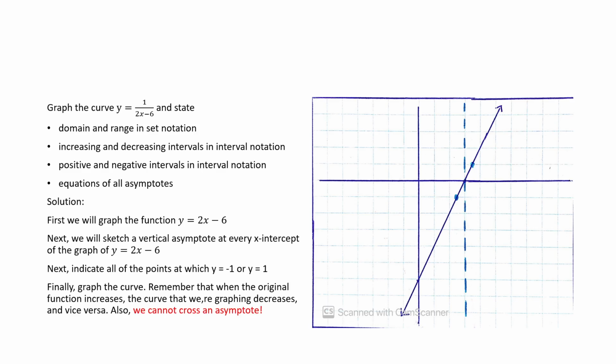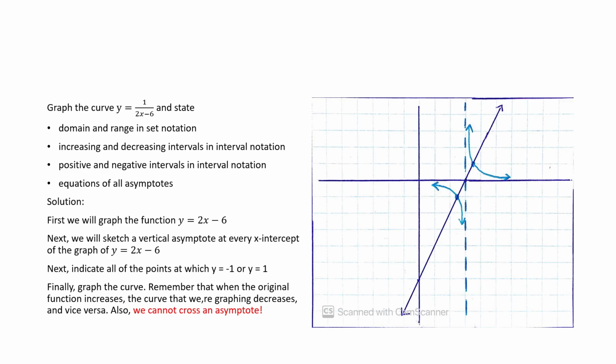Now, we want to graph the curve, and we need to remember that when the original function increases, the curve that we're graphing will decrease, and vice versa. And remember that we can't cross an asymptote. So we're going to be going up into this vertical asymptote and then down into the horizontal, and into that vertical and into that horizontal asymptote. But we can't touch the asymptotes.